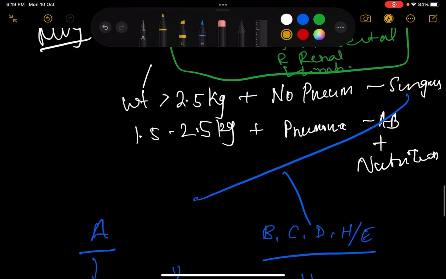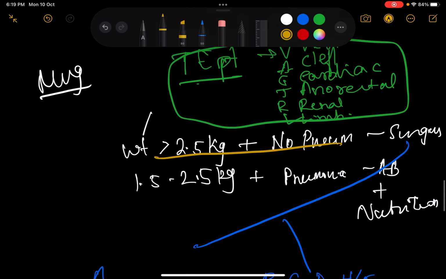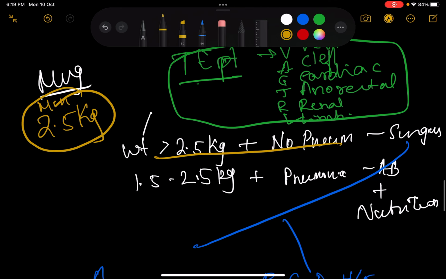Now let's talk about the management of the tracheoesophageal fistula. There's a simple rule. You have to have a minimum weight of 2.5 kg. If it's more, obviously a blessing. So if the minimum weight of 2.5 kg is there, and there is no pneumonia, you go for surgery.